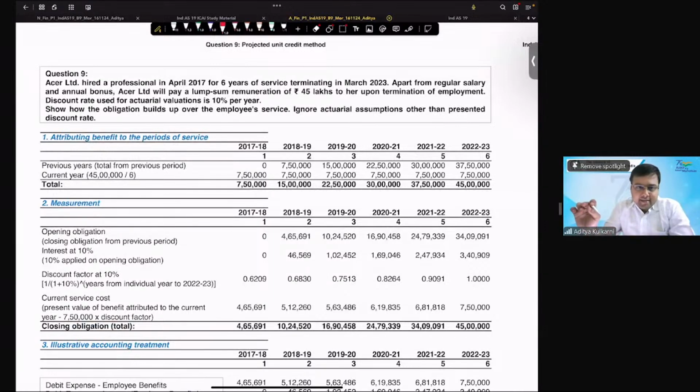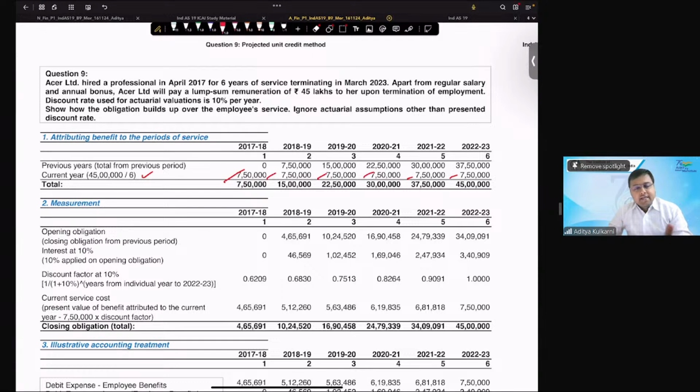Is this 45 lakhs arising at the end of 6 years, or is it a gradual accrual? Gradual accrual. You cannot say that suddenly in the 6th year the liability appears in front of you and says, give me 45 lakhs. You know you have to pay 45 lakhs, so you have to gradually accrue. How am I going to accrue? Equally. So 7,50,000 each year. How is it 7,50,000? 45 lakh divided by 6. So 7,50,000 each year is the accrual that you will have to do.